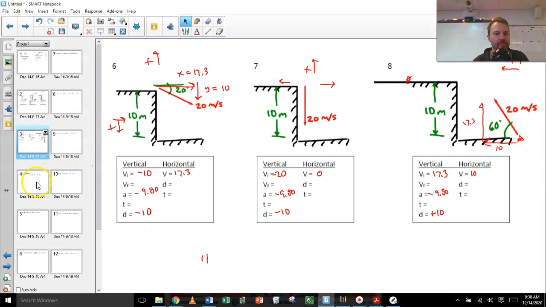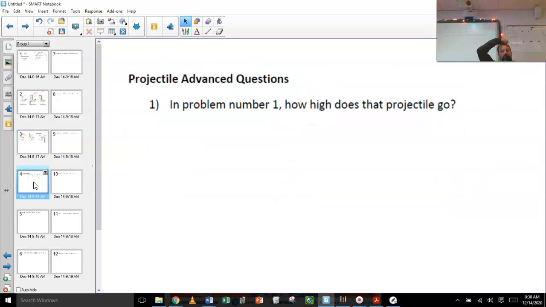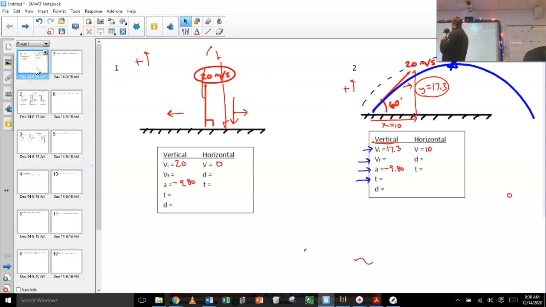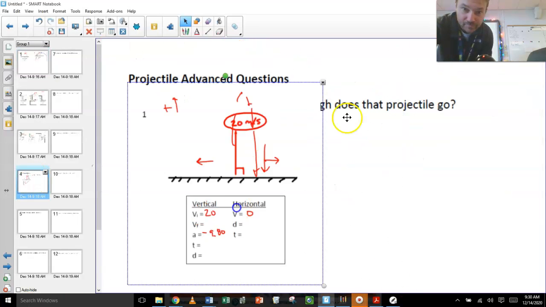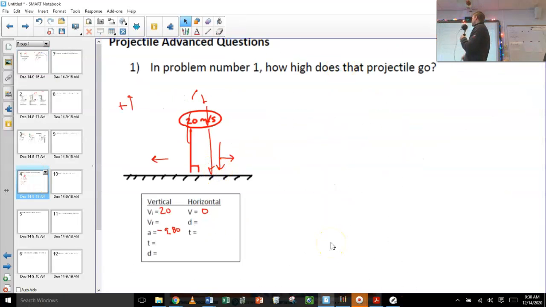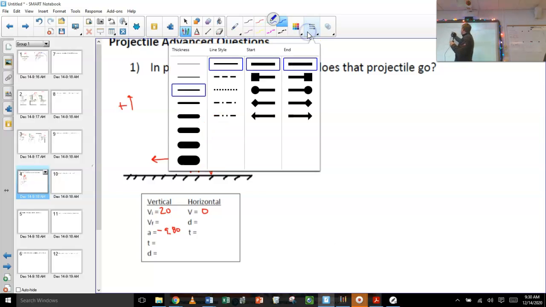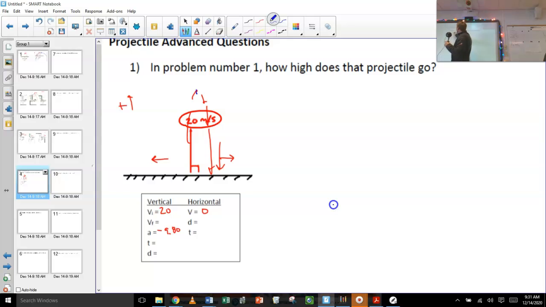Let's get started. The first question says, in problem number 1, how high does that projectile go? So I'm going to go back to question number 1, and I'm going to grab my answers, these numbers, to figure out how high it goes. All right, so here's where I'm going to get a little creative. I want to know how high it goes. There's something very special about that place.